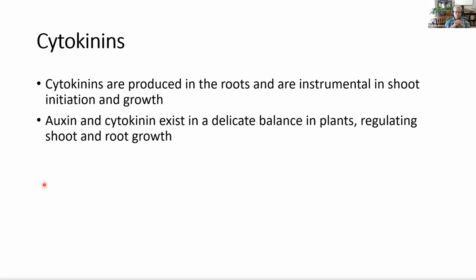Cytokinins are produced in the roots. These are instrumental in root initiation and root growth. Auxins and cytokinins exist in a delicate balance in the plant, regulating shoot and root growth. So the amount of auxin that's produced and the amount of cytokinins that are produced, their relative availability compared to each other, sort of that ratio, is what excites canopy development or excites root development.